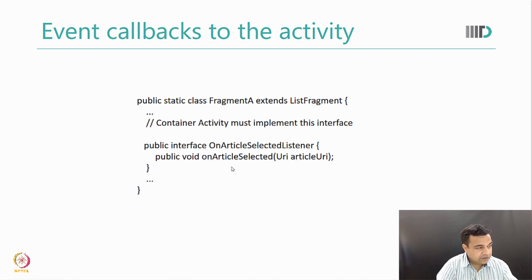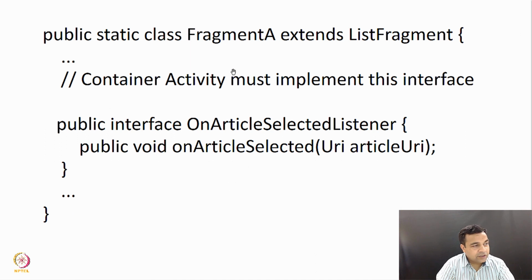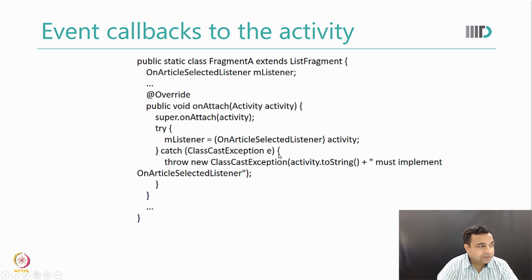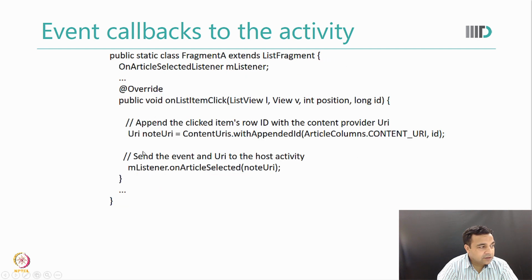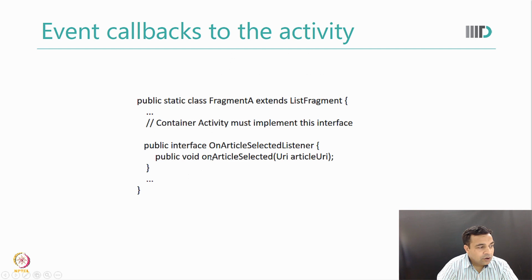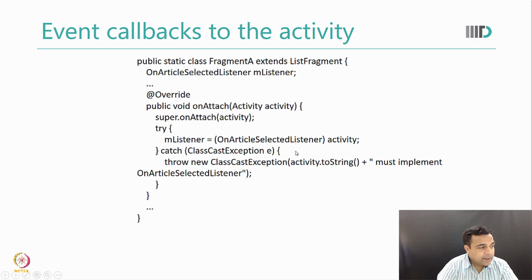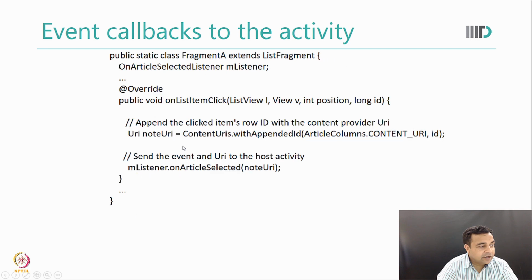So let's quickly look into a very brief example. Again, let me increase the font. Here you see that there is a fragment and this is the interface. Now let's go to the second screen. Here we are doing a little bit more than that. So earlier we had this on article selected listener. Now you can see that it is coming here, going to mListener, and then in the third screen you can see that from the mListener we are actually doing it.